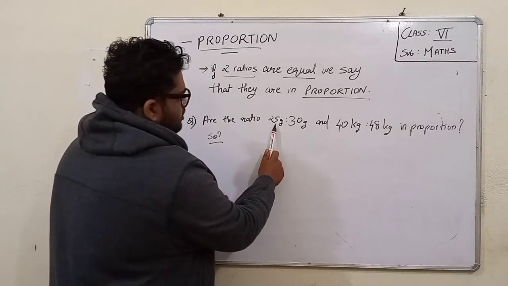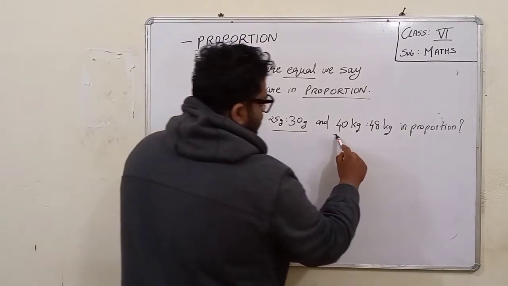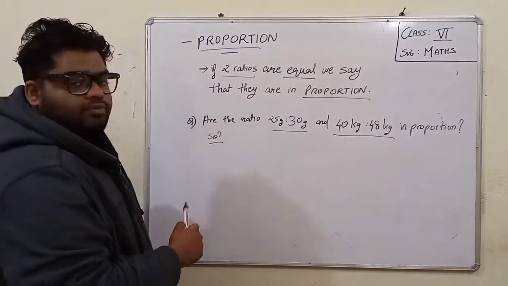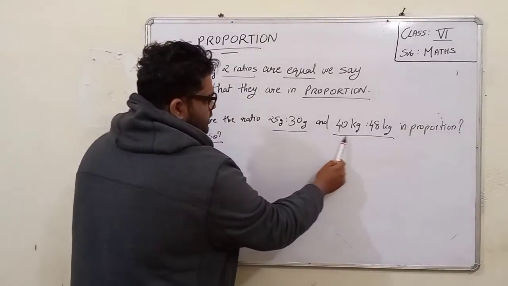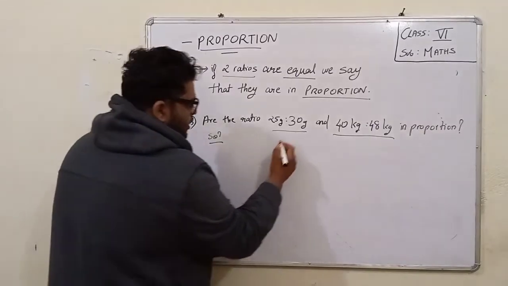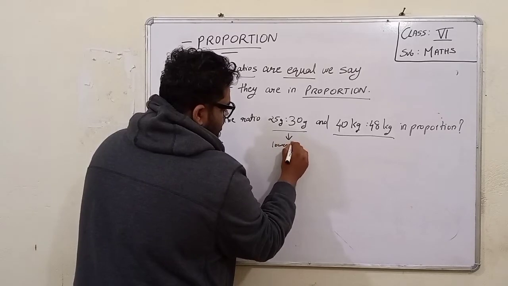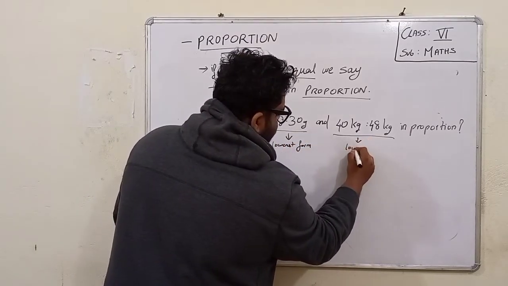Are the ratios 25 gram is to 30 gram and 40 kilo is to 48 kilo in proportion? So we have to find out, is this ratio and this ratio equal? So how can we find out? We have to find the lowest form of both of these ratios.